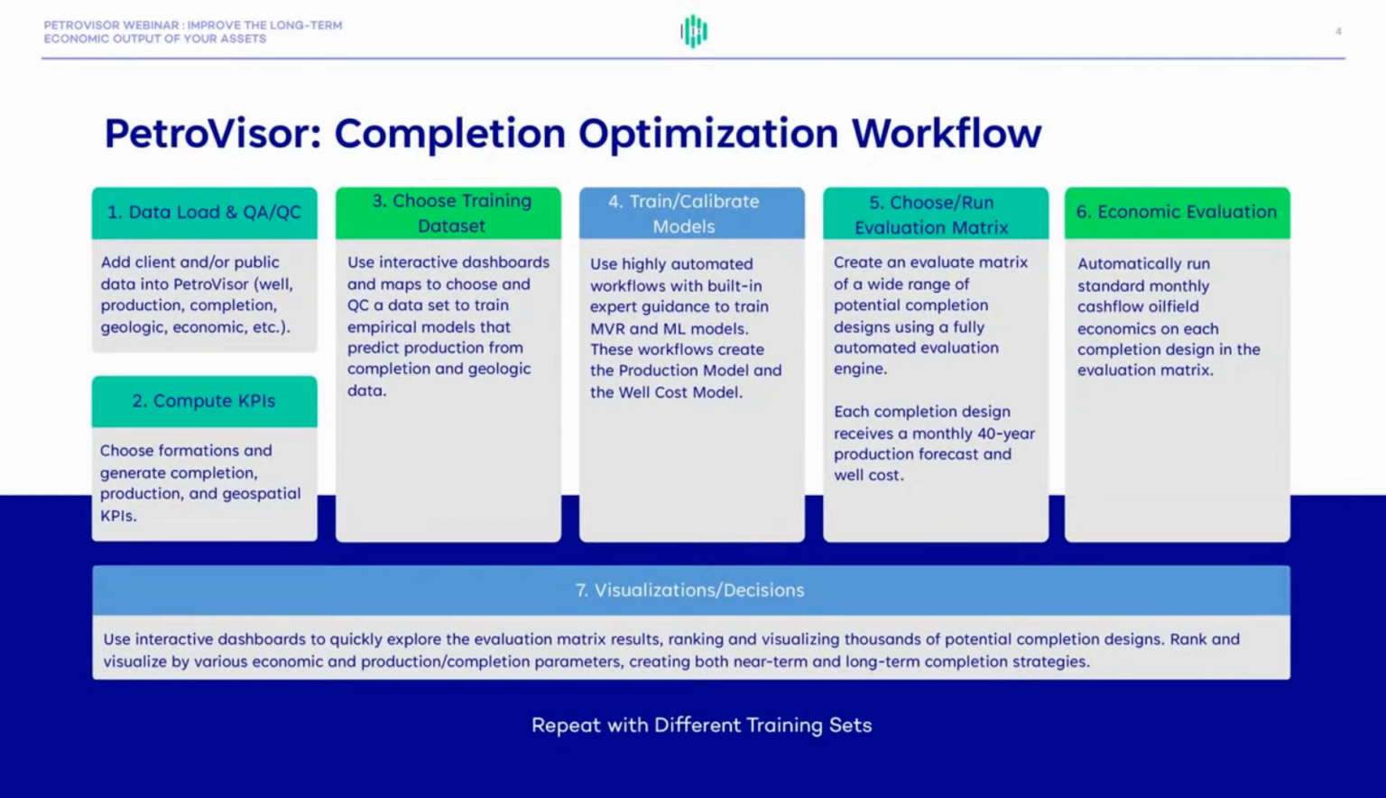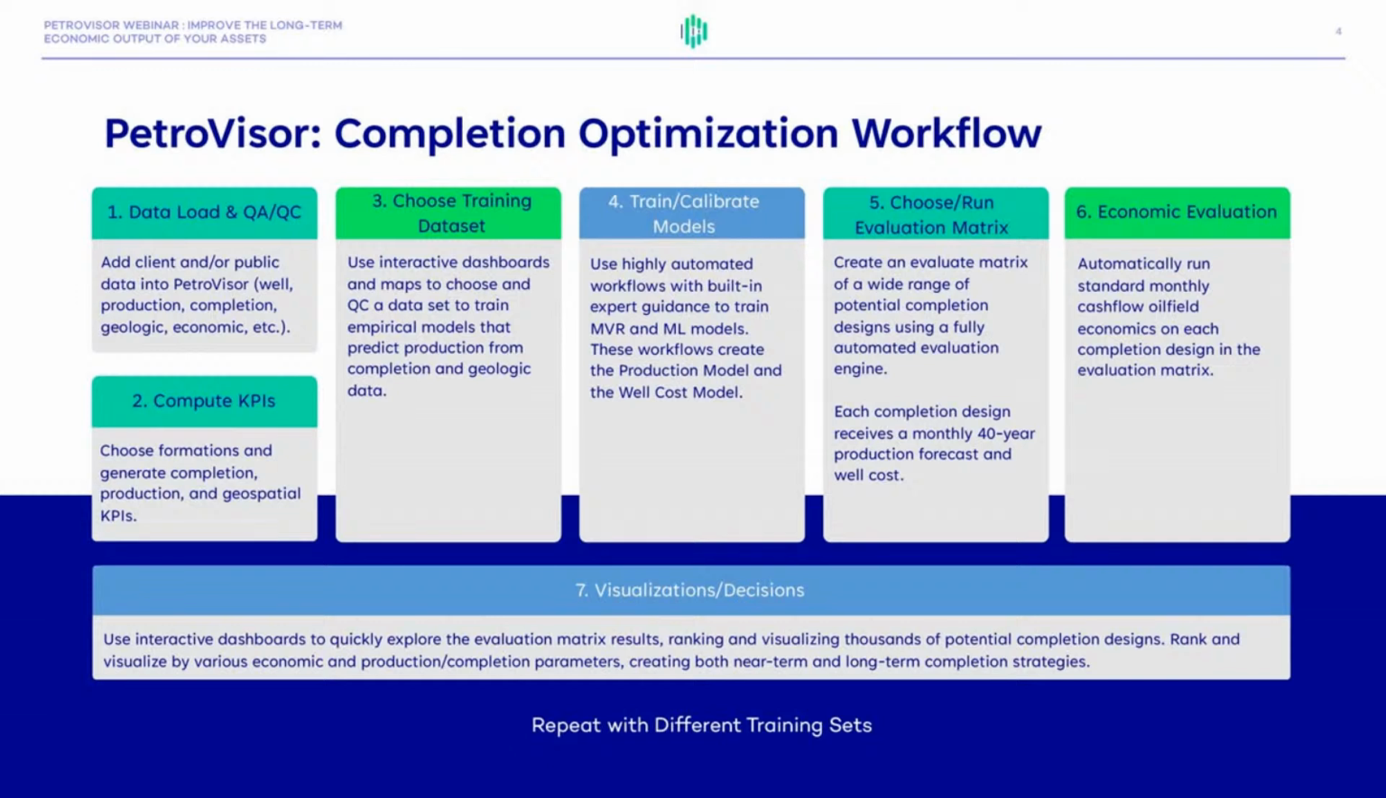So these KPIs are things such as production indicators like an IP90 or a B90 or an EUR, a lot of geologic data, pH, TVDs, things like that, quite a few different KPIs that we compute. Then once we've got our data loaded, QC'd, and we have some things computed with that data, then we think about choosing a training data set.